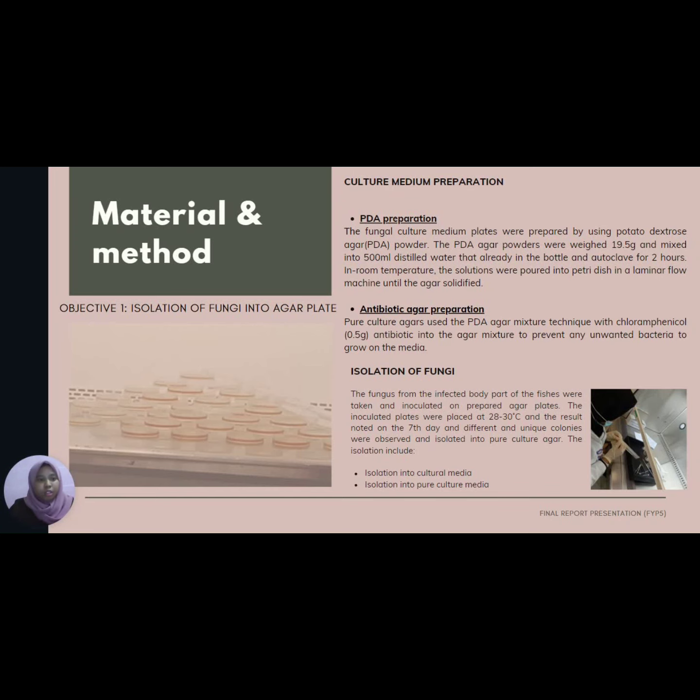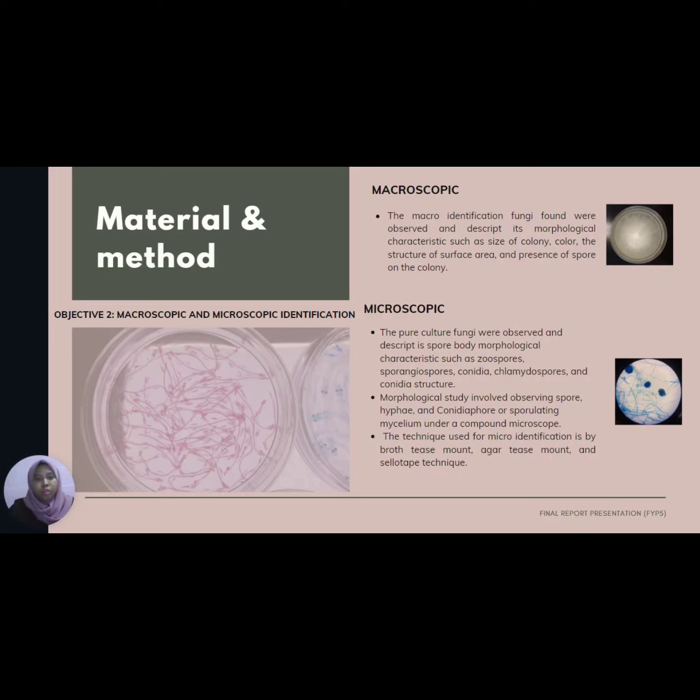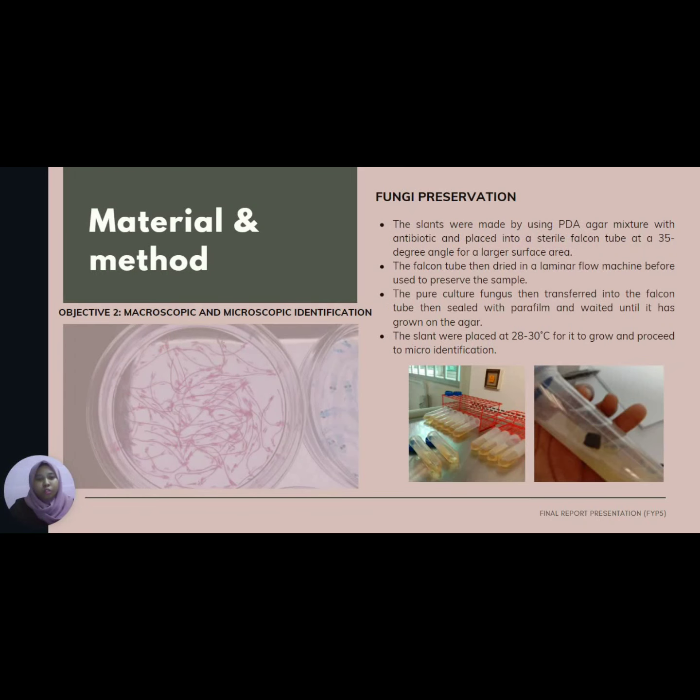For the method and material objective 2, the microscopic is to identify the morphological characteristics of the colony, the color of the colony, and the surface area. For the microscopic, the morphology study involves observing spores, hyphae, and conidiospores under a compound microscope. For the fungi preservation, the slants were made using PDA agar mixture mixed with antibiotic, and the slants were placed at 28 to 30 degrees Celsius for them to grow.